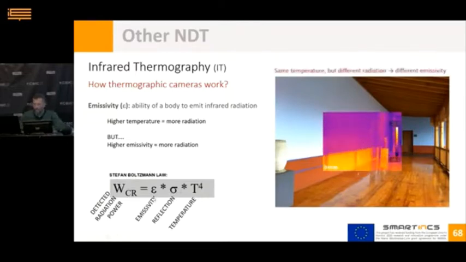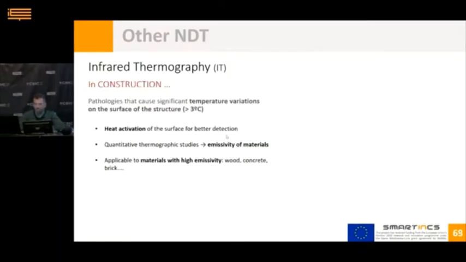How can we apply this technology in buildings? The most important thing is to know that this technique can only detect pathologies or defects that cause temperature variations on the surface of materials. These temperature variations must be sufficiently high, at least 3 Celsius degrees. For this reason, it is possible to activate with heat the materials to improve the detection capacity. And if we want to obtain a quantitative thermography, that is, to know the real temperature of objects, it is necessary to know the emissivity of materials.